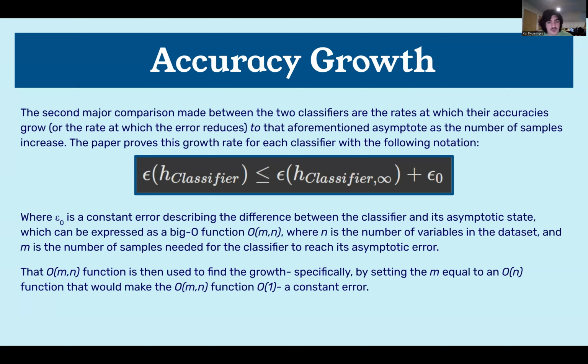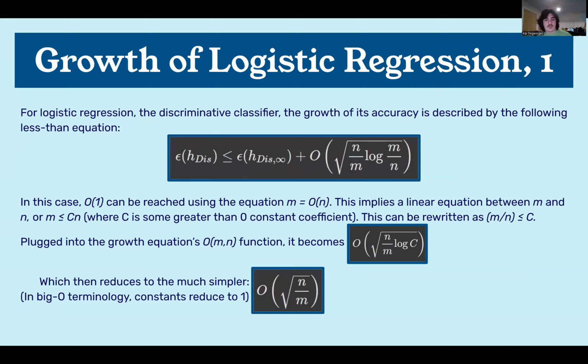In this case, we want to find a solution for m in order to find where that O of m and n term becomes O of 1. We'll see that's how we prove it in a second. So for example, for the discriminative classifier, the error of the model is less than or equal to the asymptotic error of the model plus the O function of the square root of n over m log m over n. In this case, we're hinted to the solution from that folk wisdom. We know that for the discriminative classifier, there's a linear relation between m and n, or that m equals O of just n, n to the 1, maybe.